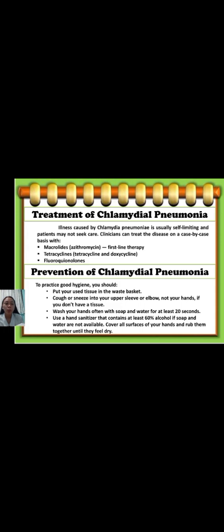To practice good hygiene, you should put your used tissues in a waste basket, and cough or sneeze into your upper elbow if you don't have a tissue like this one. Next, wash your hands often with soap, and of course it is very important to sanitize your hands with a sanitizer that contains 60% alcohol if soap and water are not available.